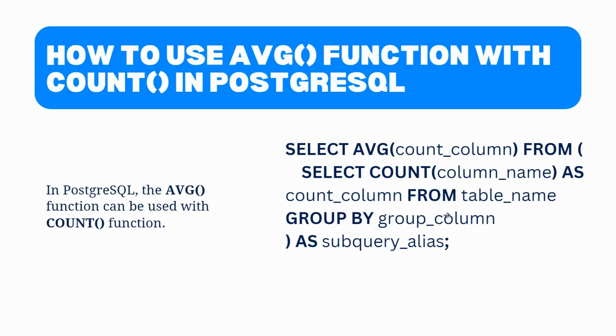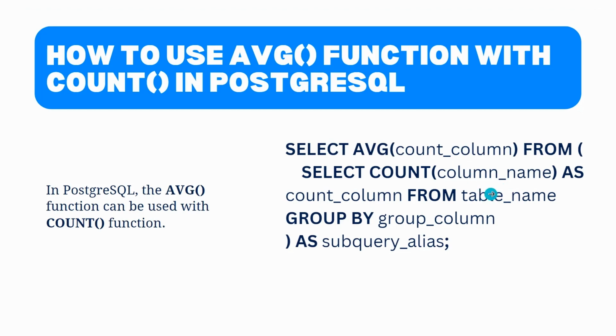First let me tell you that this query is called a subquery. When we use one query within another query, this is called a subquery. Here select count is the inner query, and here select average is the outer query. In this syntax, count column refers to the column for which we want to calculate the average count, and the column name refers to the column we want to count.